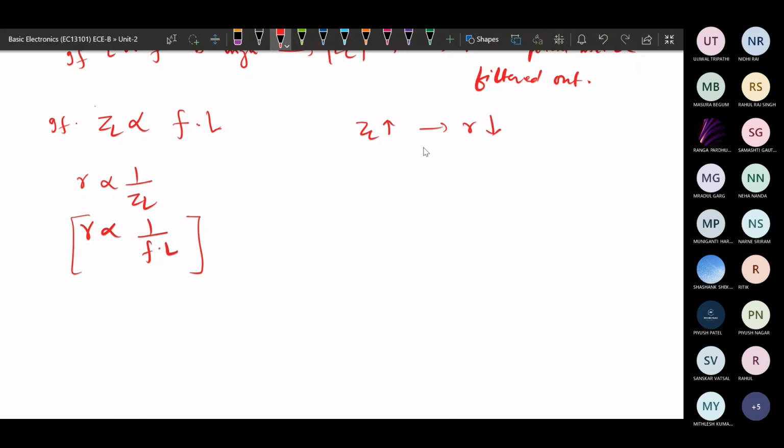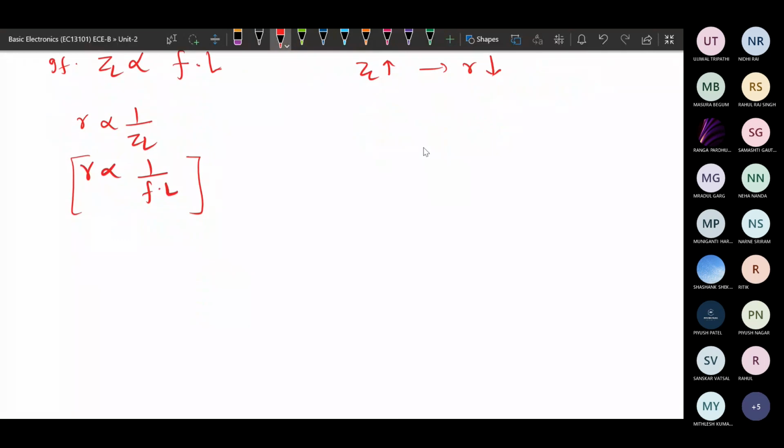So that is how we can design a filter using an inductor. The inductance value should be high so that we can get the minimum ripple factor. Also, if an inductor is there, it is associated with resistance, so it has a time constant that is given by L by R.